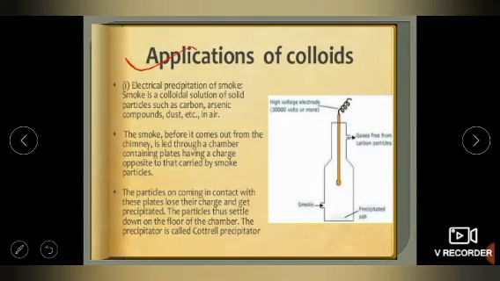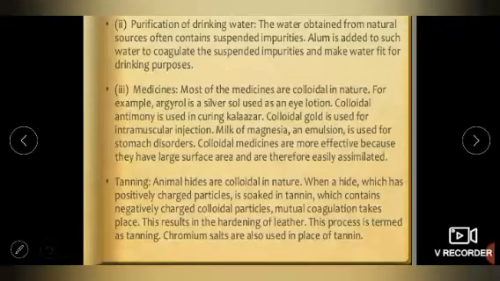Now, applications of colloids. First, electrical precipitation of smoke. Smoke is a colloidal solution of solid particles such as carbon, arsenic compounds, and dust. The smoke, before it comes out of the chimney, is led through a chamber containing plates having a charge opposite to that carried by the smoke particles. The particles on coming in contact with these plates lose their charge and get precipitated. The particles thus settle down on the floor of the chamber. The apparatus is called the Cottrell precipitator.